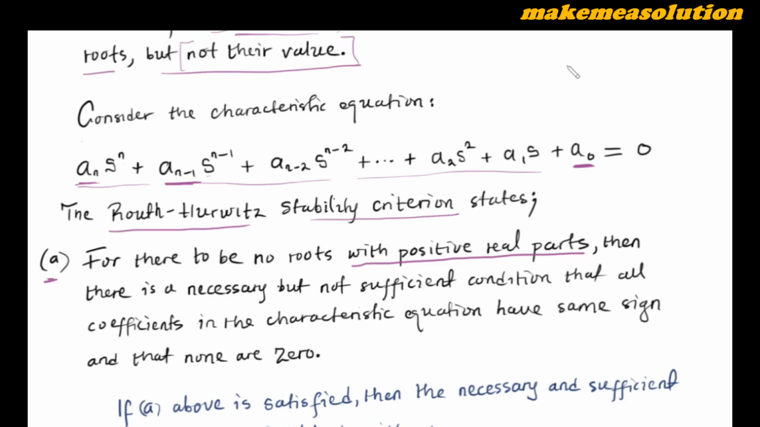For instance, you might solve an equation and get s to be minus 2 plus or minus j5, or you might get s to be 3 plus or minus j2, for instance. j is the imaginary number. Now, when we have a positive real part after solving for the roots of any characteristic equation, it indicates instability.